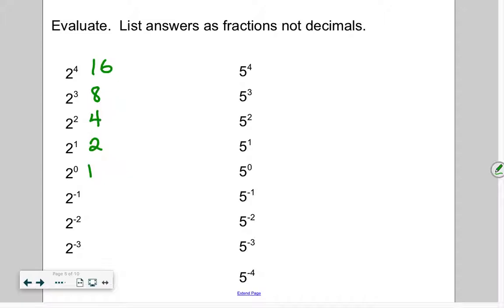Because my exponents are going down by 1, I now get to 2 to the negative 1 power. So what would 1 divided by 2 be? Well, 1 divided by 2 is really the same thing as a half. 2 to the negative 2 power would be what? 1/4. Because if I put the negative 2 in the basement, it would be 1 over 2 to the 2nd, or 1/4. So what's 2 to the negative 3 power going to be?